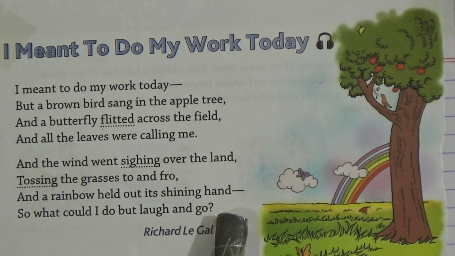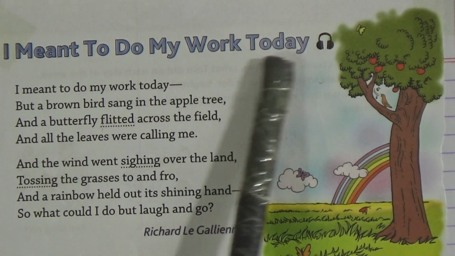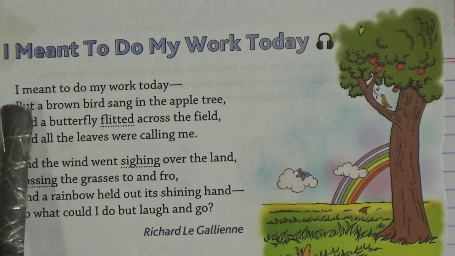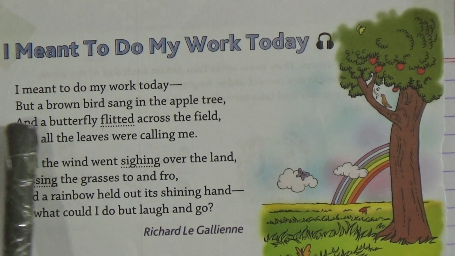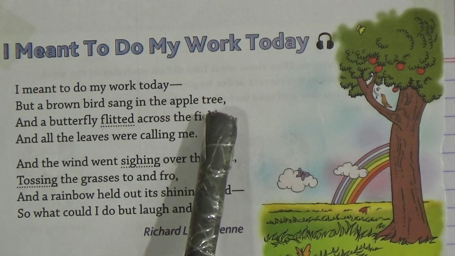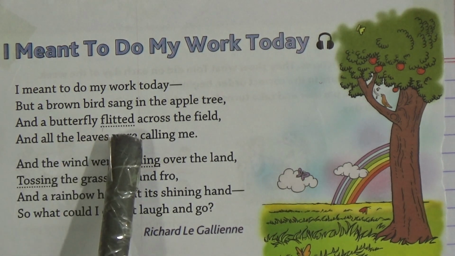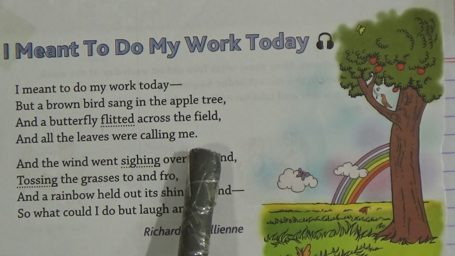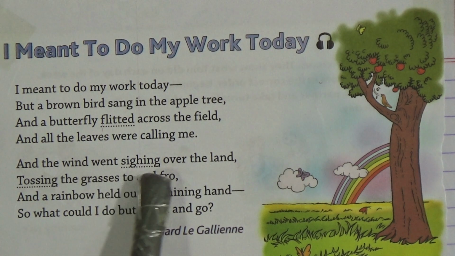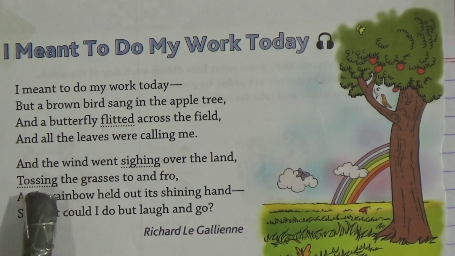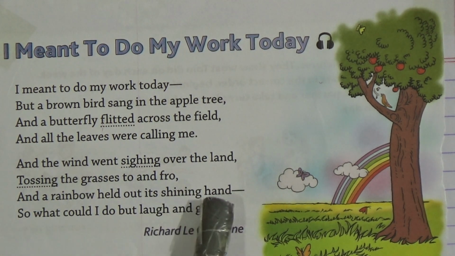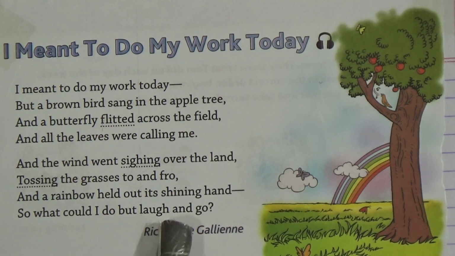Let's read the poem again, everyone. I meant to do my work today, by Richard Le Gallienne. I meant to do my work today, but a brown bird sang in the apple tree, and a butterfly flitted across the field, and all the leaves were calling me. And the wind went sighing over the land, tossing the grasses to and fro, and the rainbow held out its shining hand. So what could I do but laugh and go?